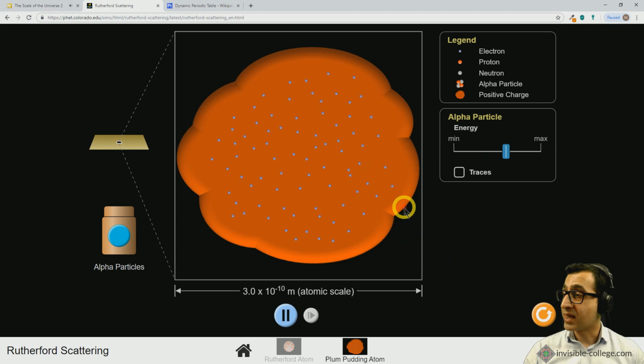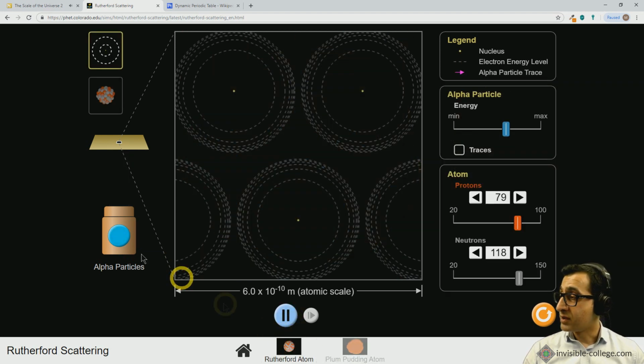Now the plum pudding model again was the idea that an atom is made up of a positively charged piece of material within which you have these negatively charged electrons embedded within it. So when you fire alpha particles at this, you would expect to see a very different result from what Rutherford saw. So this is the same experiment with a sheet of gold film and a source of alpha particles being fired at the gold film.